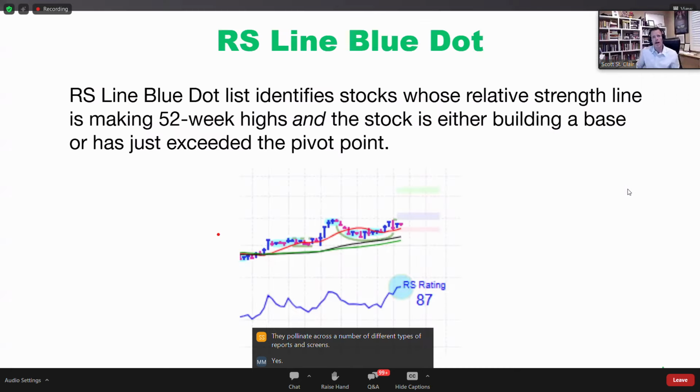All right, so the blue dot is a little bit like the RS line, but there's a caveat to how that blue dot shows up. The RS line has to be at 52-week highs, and secondarily, the stock has to either be in a base or emerging from the base, if you're on a daily chart on that day, or if you're on a weekly chart on that week. And that will highlight with that blue dot circle at the very end of the RS line.